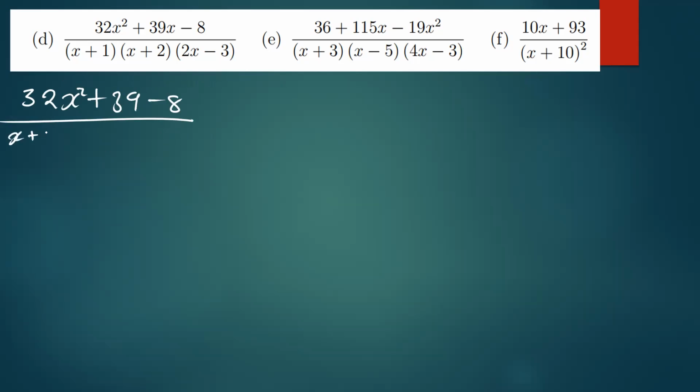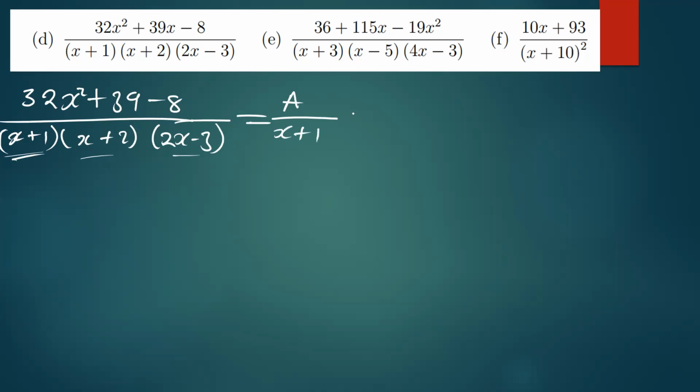We have x plus 1, x plus 2, then we have 2x minus 3. Then from there, you are going to write the standard for this one. So the standard will be, since all these are linear factors, we don't have a quadratic factor here. So these are linear factors. So what you do is you write A over x plus 1. Then you say plus, you write B over x plus 2. And then you write C over 2x minus 3.